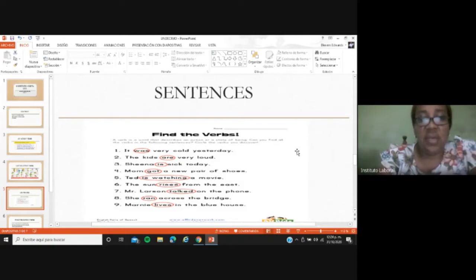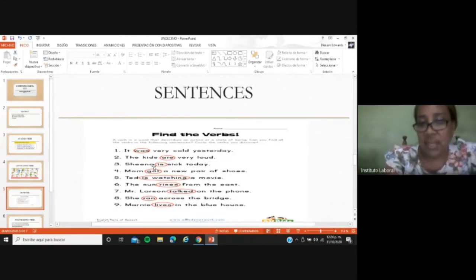The sun rises from the east. Mr. Larson talked on the phone. She ran across the bridge. Marnie lived in the blue house. Okay, here you see, we put a circle on each verb. Aquí le pusimos un círculo a cada verbo de la oración.